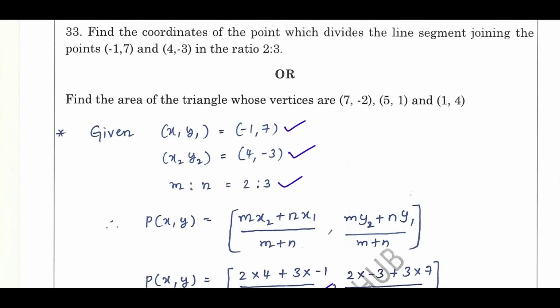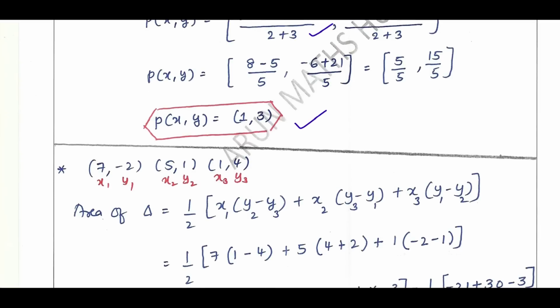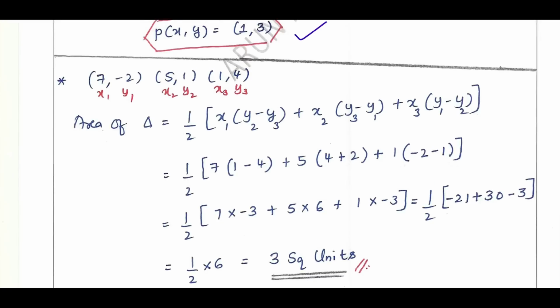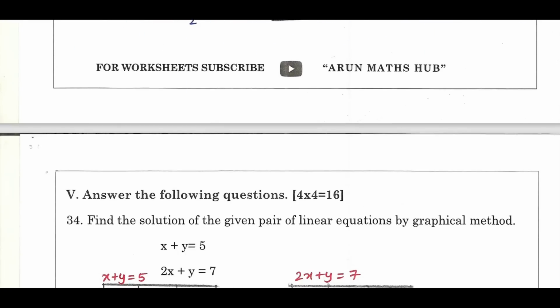Next, find the area of triangle whose vertices are 7, minus 2, 5, 1 and 1, 4. Taking 7, minus 2 as x1, y1, 5, 1 as x2, y2 and 1, 4 as x3, y3. Simplifying, we get the area of triangle as 3 square units.